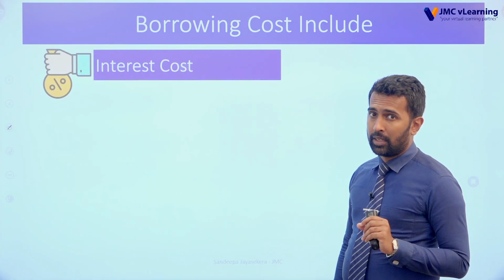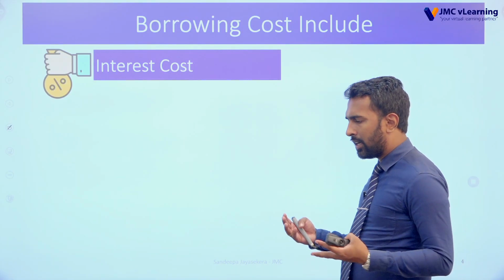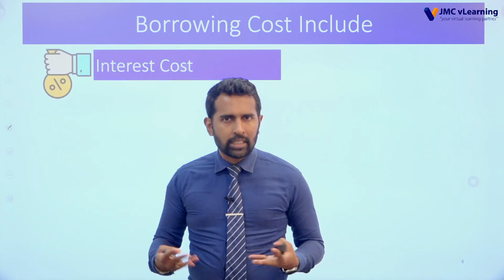What is the next item? The next item is the lease interest or the lease charge. Now when you take a lease, you are supposed to pay the lease interest, no?